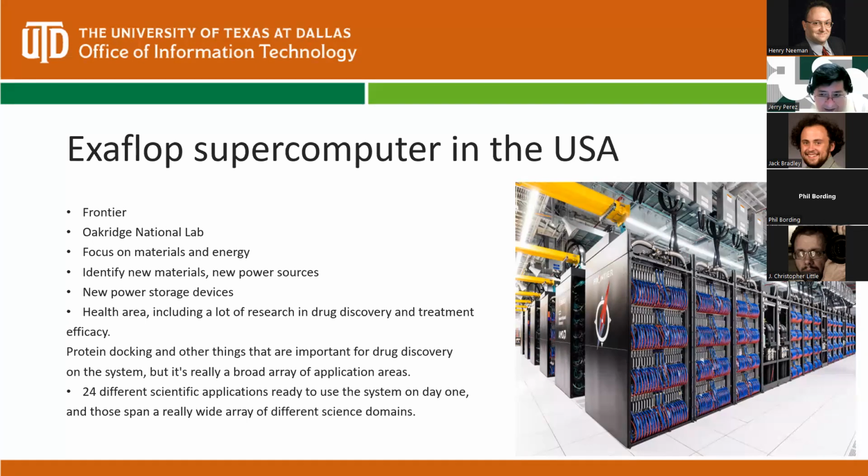And they said that before they turned the machine on to production, 24 different scientific applications were already ready to be used on the system on the first day. And these span a really wide array of different science domains. And why is that? Because we all know in high performance computing what our customers use. So when we build a new supercomputer, we take the apps from the old supercomputer, make sure they're modernized and the most recent ones, and get them on the new supercomputer.